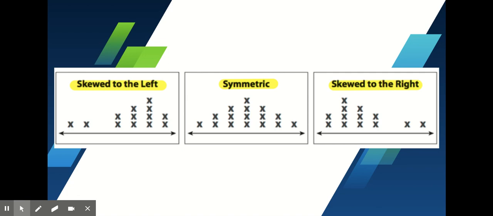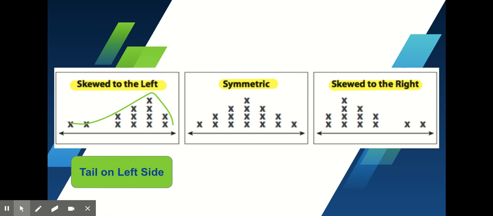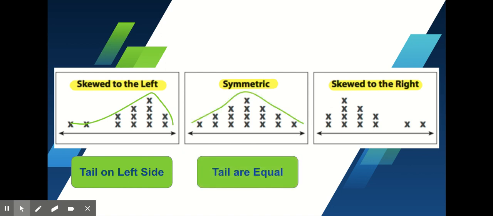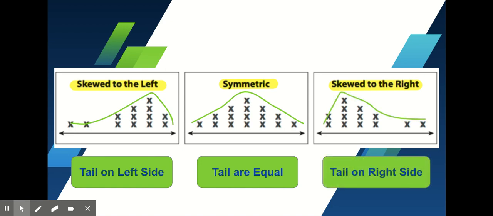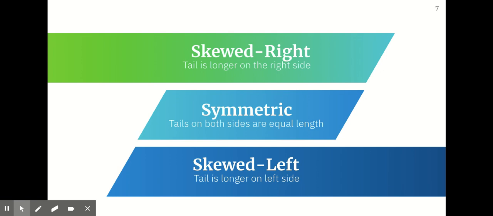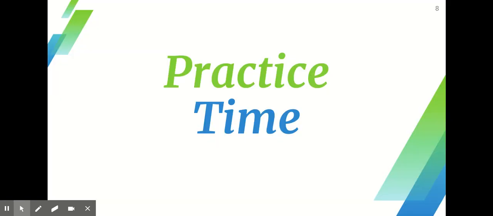Looking at this, we have skewed to the left. Once again, we have our tail on the left side, symmetric, the tails are equal, and on this last one, we have skewed right. The tail is on the right side. So, to recap, skewed right is tail is longer on the right side, symmetric, tails on both sides are equal length, and skewed left, the tail is longer on left side.